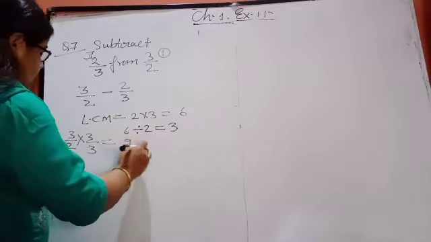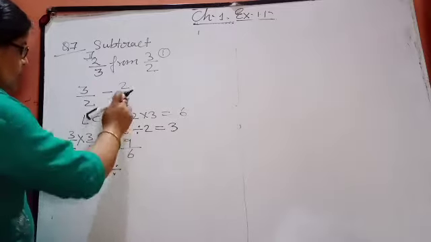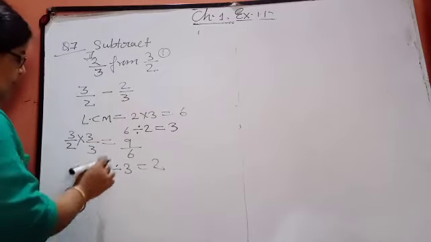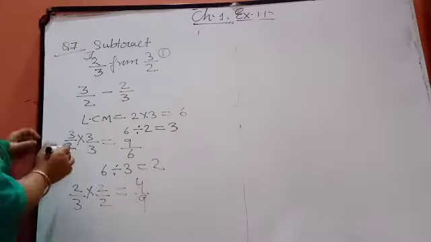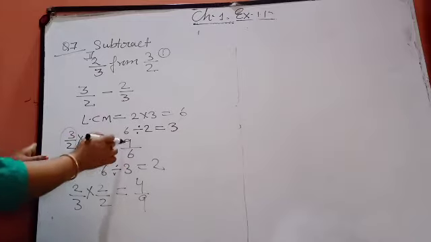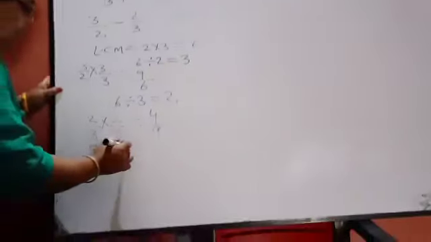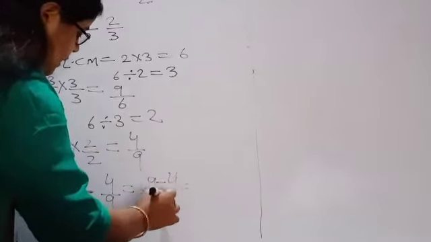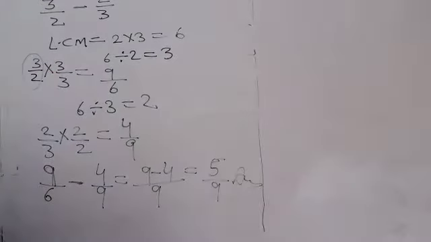What will you get? 3 threes are 9, 9 upon 3 twos are 6. Now again 6 divided by 3, what will you get? 2. Meaning the second fraction 2 upon 3 will be multiplied by 2 upon 2. So what will you get? 4 upon 9. Now put the values here. In place of 3 upon 2, you can write 9 upon 6, and minus 4 upon 9. It will be 9 minus 4 upon 9, that is 5 upon 9. So 5 upon 9 will be your answer.